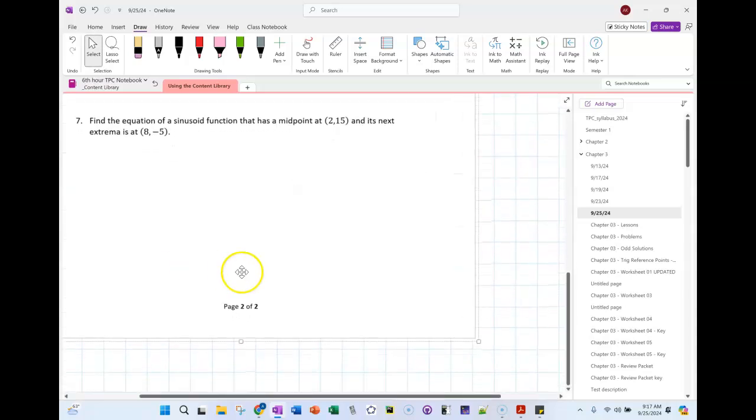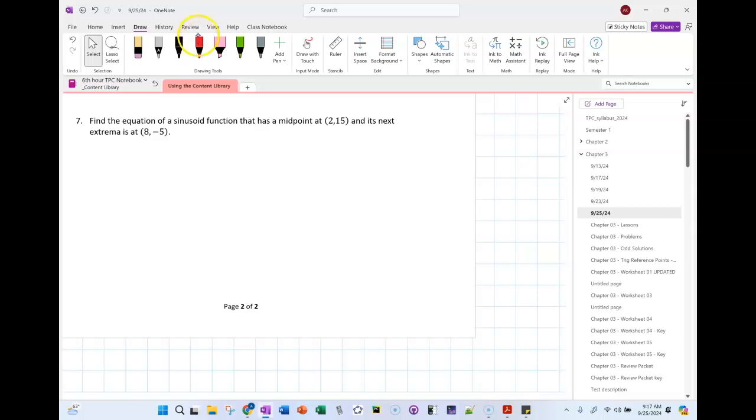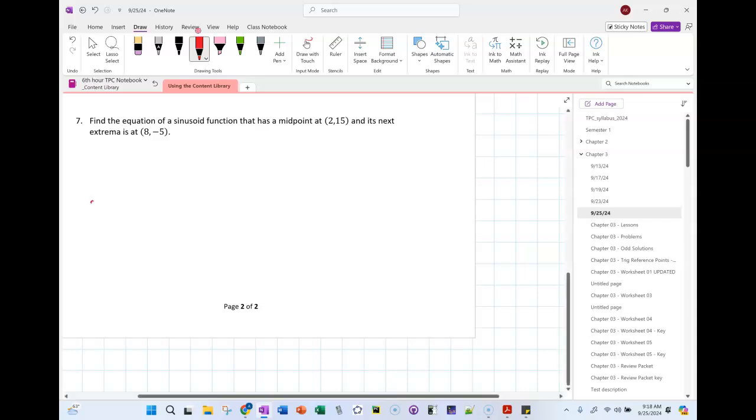All right, so this reads, find the equation for the sinusoid that has a midpoint at 2, 15 and the next extrema at 8, -5. So I'm going to just start by sketching a picture of what I have. So I have 2, 15, and we're told that's a midpoint. So I know my midline goes through that.